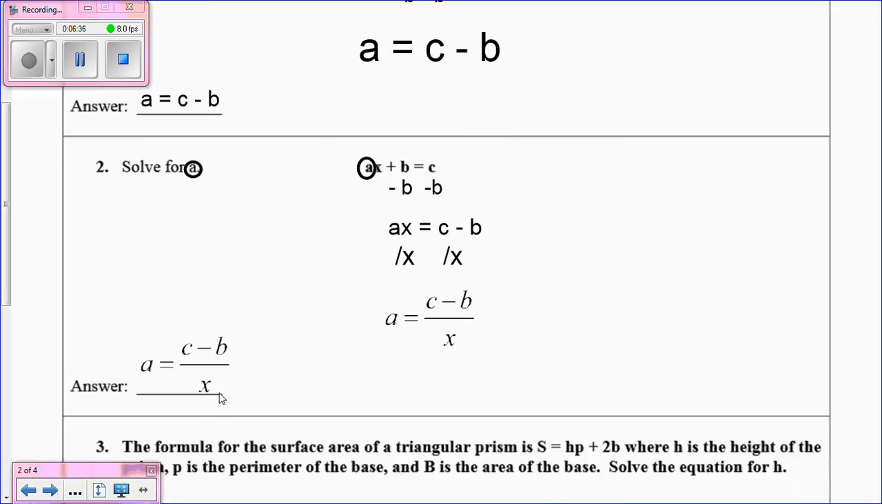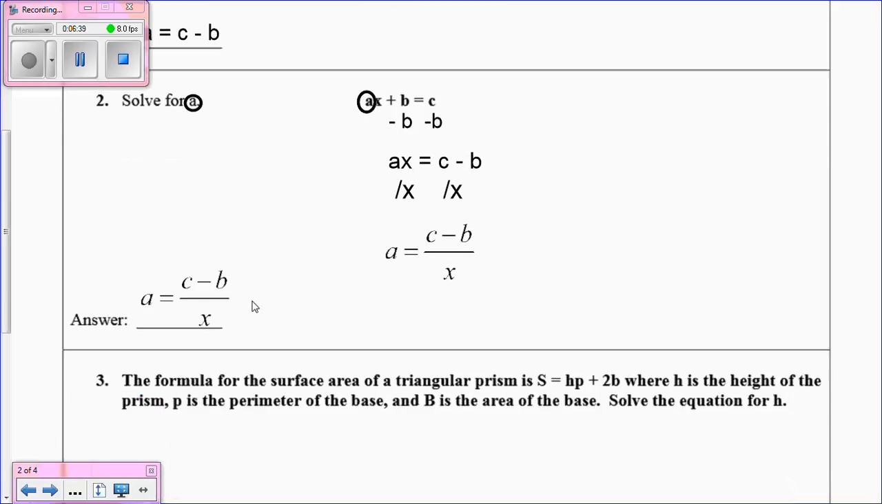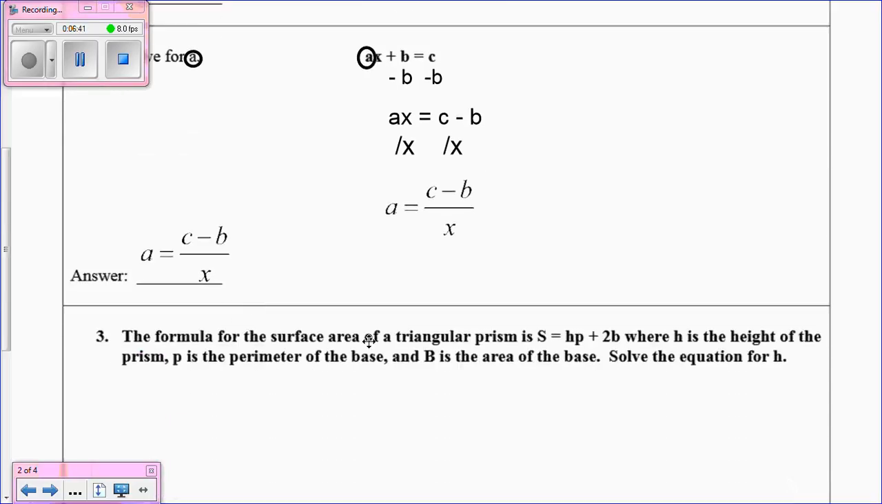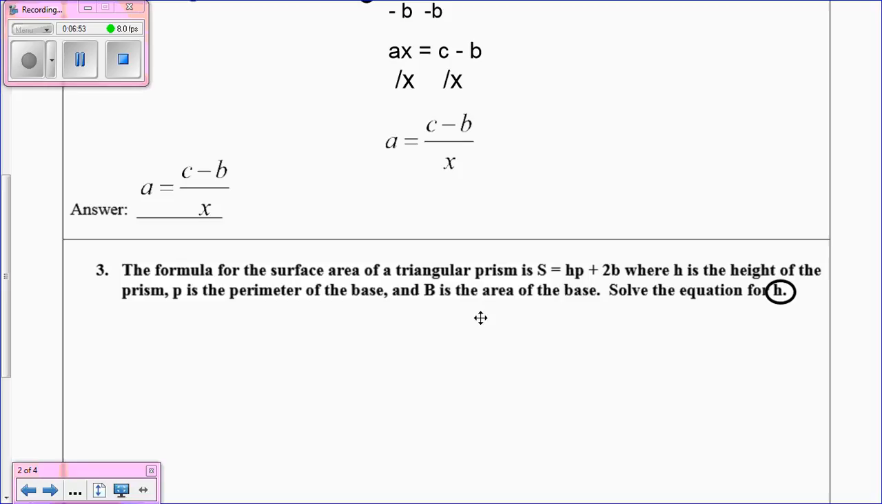Okay, now here's a real world situation. The formula for the surface area of a triangular prism is S equals HP plus 2B, where H is the height of the prism, P is the perimeter of the base, and B is the area of the base. Solve the equation for H. Okay, so I'm going to rewrite the equation just so I have it right here. So I am solving this equation for H.